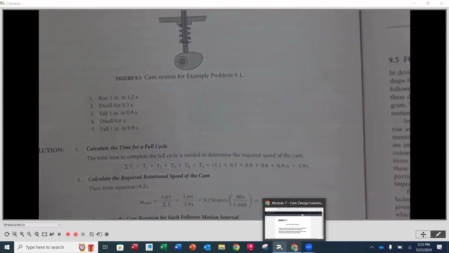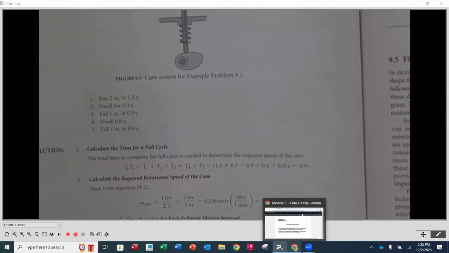Then we're going to dwell. We're going to stay in that position. Dwell just means we're going to stay right there as we rose, and we're going to stay at that same position for 0.3 seconds. Then we're going to fall 1 inch in 0.9 seconds. We're going to dwell for another 0.6 seconds. And then we're going to fall another inch in 0.9 seconds.